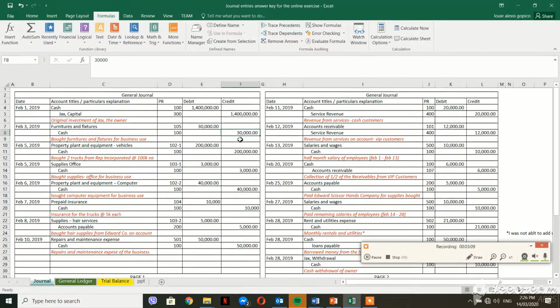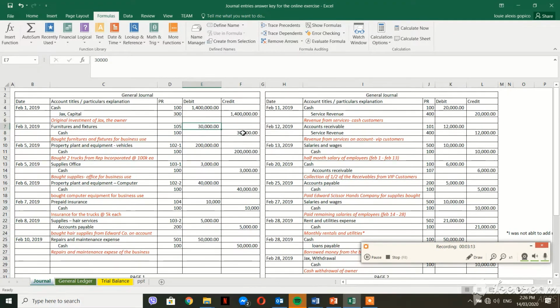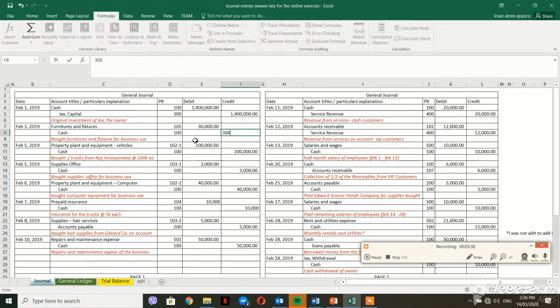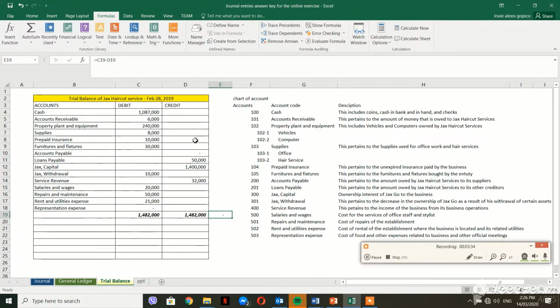Okay, so look at it. If I did not record the double entry or the partner of these furnitures and fixtures, for example, I delete this one. Look at our trial balance. See, it will not equal. So there is a difference of 30,000. That's what's going to happen if you don't follow the double entry bookkeeping. So I'll put the entry back. Okay? Galing, 'di ba? So now they don't have any differences. Okay?